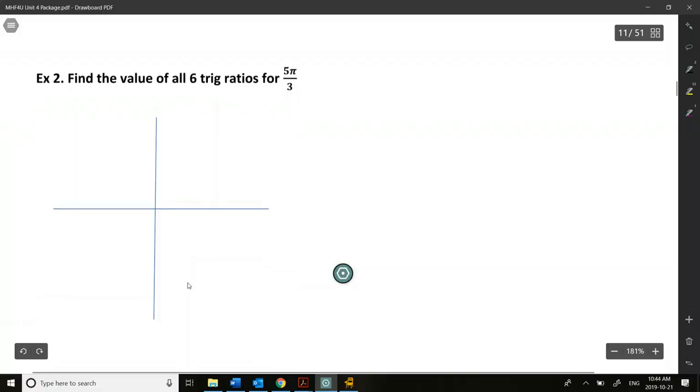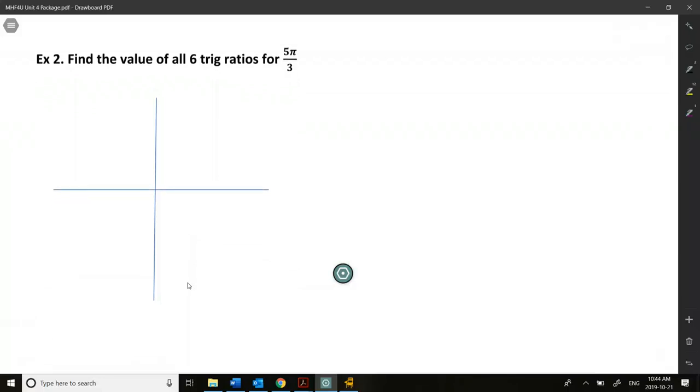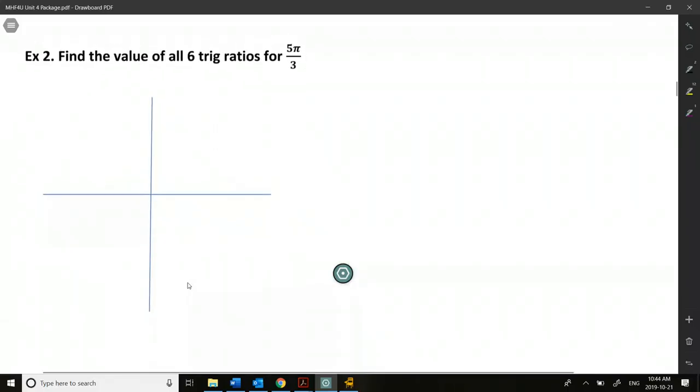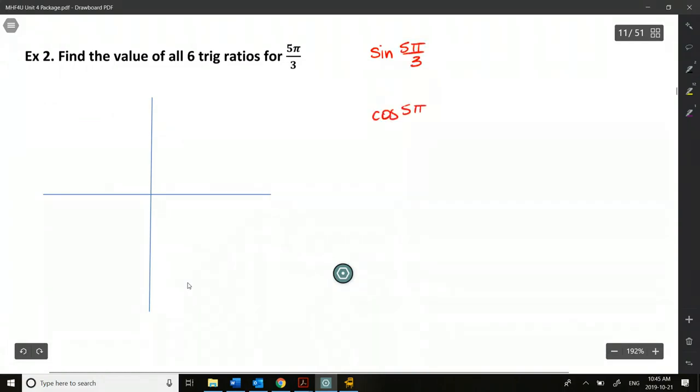Okay, I want you guys to try this one out. We're going to find the value of all 6 trig ratios for 5 pi over 3. So I want to plot that angle where it is, and then I want you guys to find the sine of 5 pi over 3, the cosine of 5 pi over 3, tangent, and then the 3 reciprocal ratios.